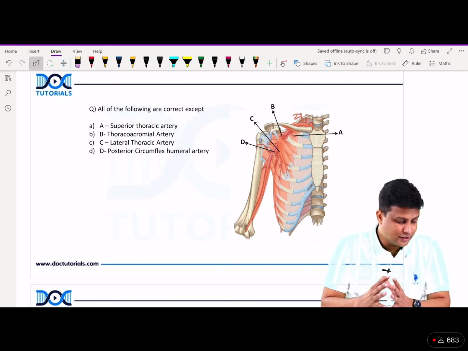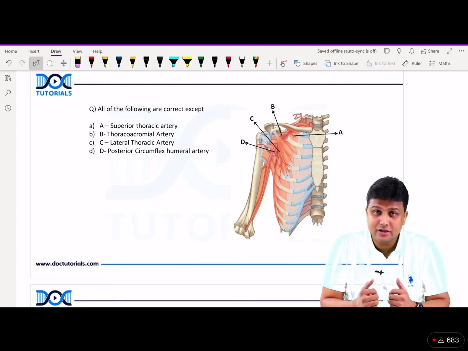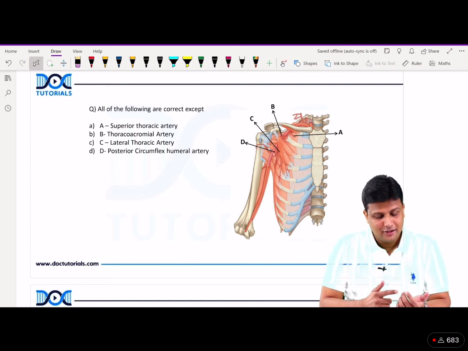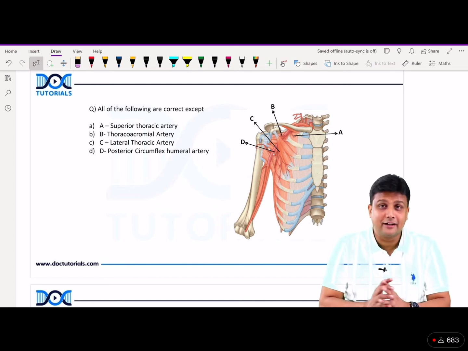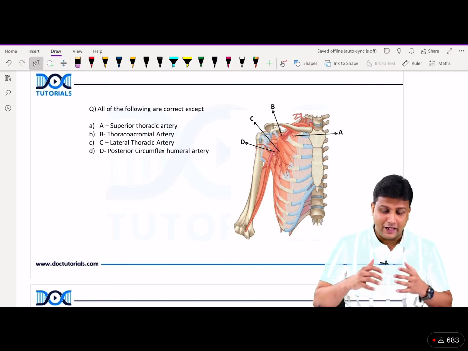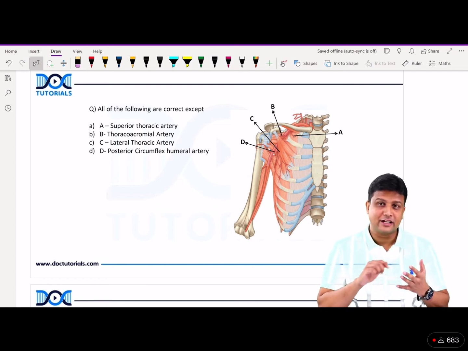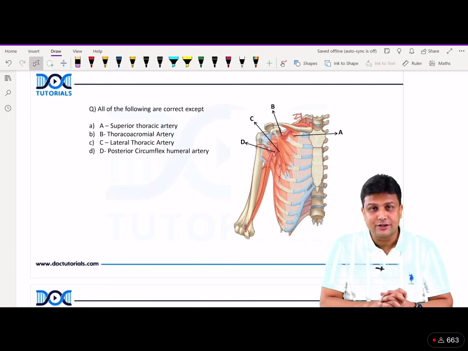And last year what happened? Not only the textbook image and not even the cadaveric image, in the exam they gave a hand drawn diagram of the axillary artery. So neither the textbook diagram was given nor the cadaveric image. It was actually a hand drawn diagram which was given last year.